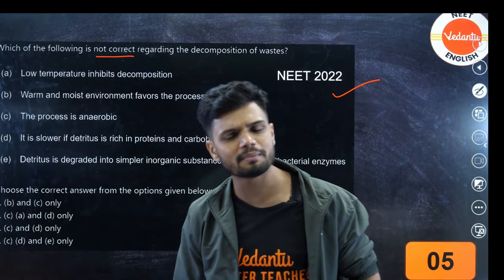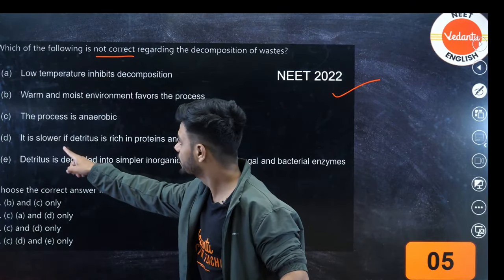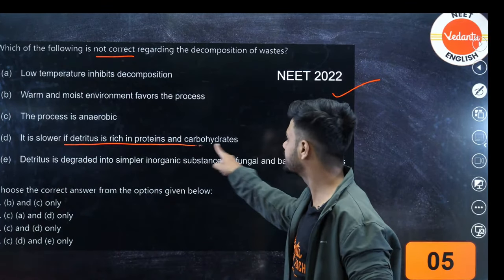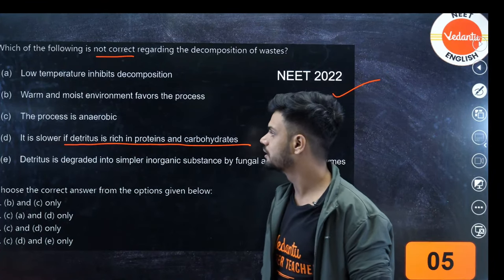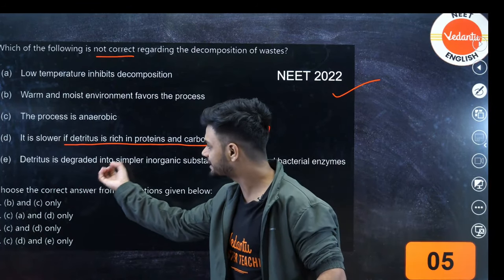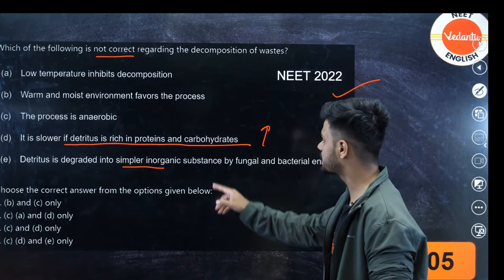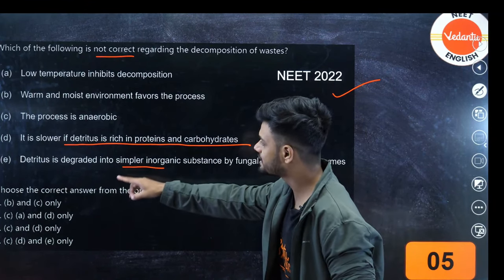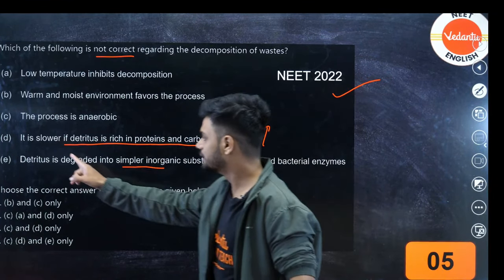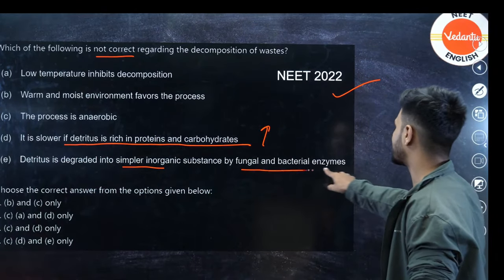Is it anaerobic? Tell me in the chat right now. Tell me quickly. It is slower if detritus is rich in protein and carbohydrates. Is it slow? No, it is fast. Detritus is degraded into simpler inorganic substances by fungal and bacterial enzymes.